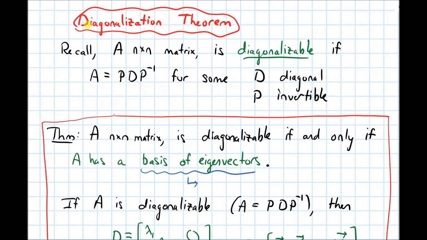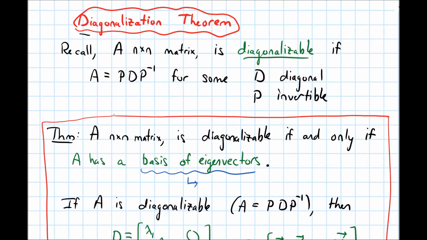In this video, we're going to talk about the diagonalization theorem. So I want to begin by just recalling a definition from my last video. Let's recall that a matrix A that is square, so n by n, is called diagonalizable if it can be written in the form where A equals P times D times P inverse, for some matrix D that is a diagonal matrix, and some matrix P that is invertible.